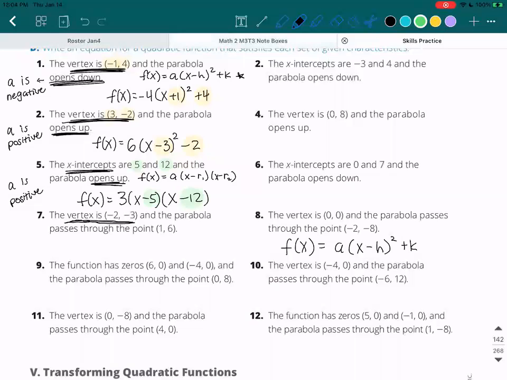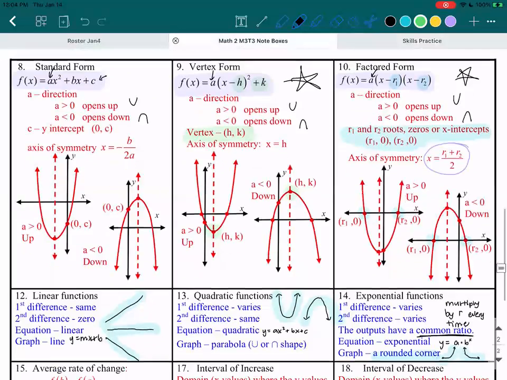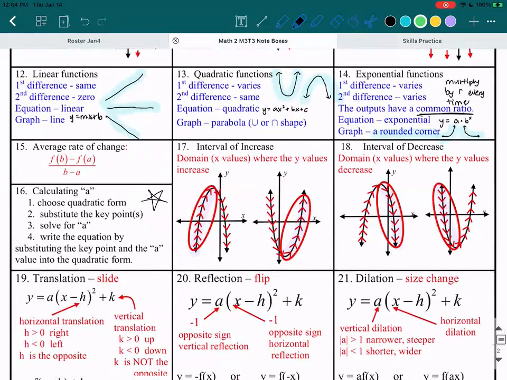Okay, box number 16, which is right over here. When you're calculating a, we choose your quadratic form. We just did that. We chose vertex form. And then we're going to substitute key points. So substitute the point they gave us, and then that will help us solve for a, and then we just rewrite the equation. So essentially, we choose our quadratic form, which we just did, and then substitute the point in to solve for a. That's what box 16 says. So that's what we're going to do.